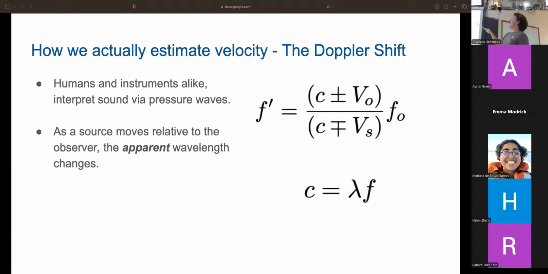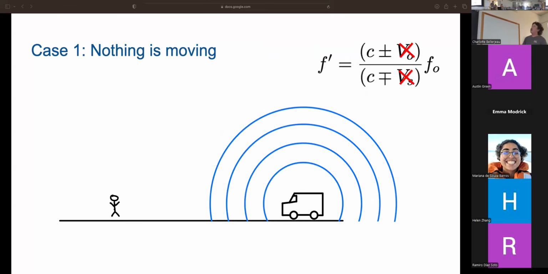So this is the actual Doppler relationship, which we'll use. This is the initial sound source frequency, which in our case we're just going to consider to be constant. Then the velocity of the observer, the velocity of the source itself, and the sound speed in the water. So with that in mind, let's look at just a few cases to make sure we are all on the same page.